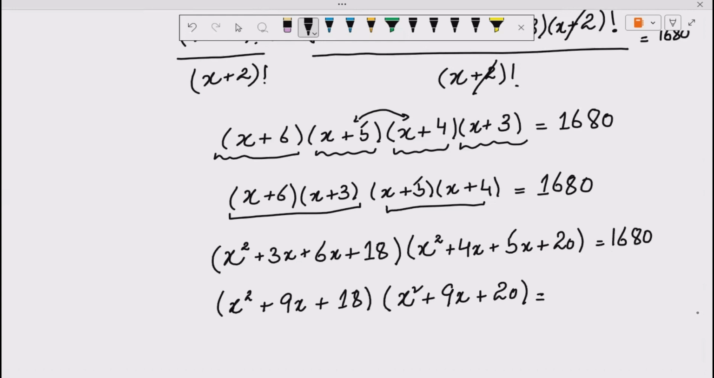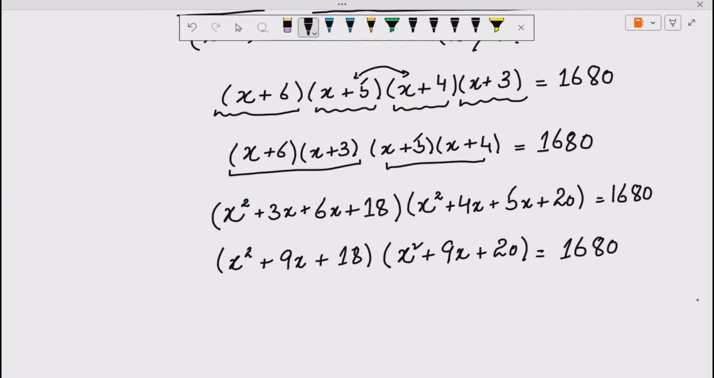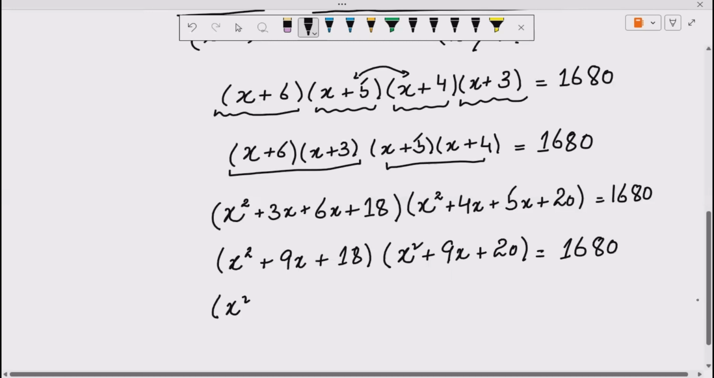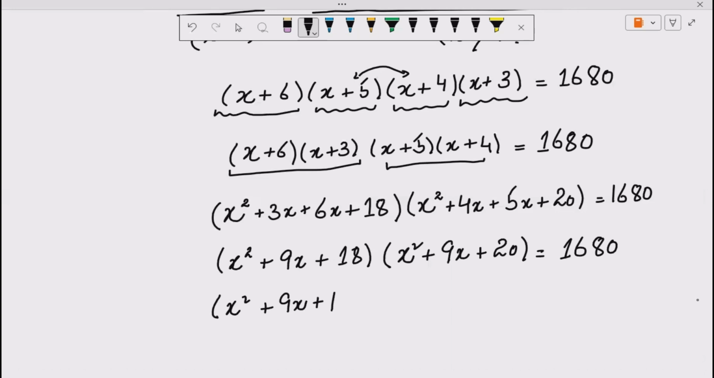This helps us simplify our calculation. How? Let's see. Now we have x squared plus 9x, and let's break this 18 like this: plus 19 minus 1, right? So I can write 18 as 19 minus 1. In the same way, for x squared plus 9x, this 20 I can write as 19 plus 1, so 19 plus 1 is again 20.